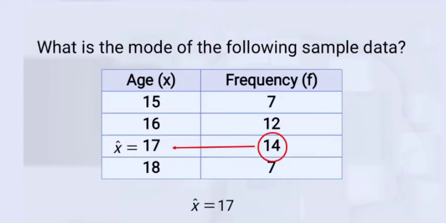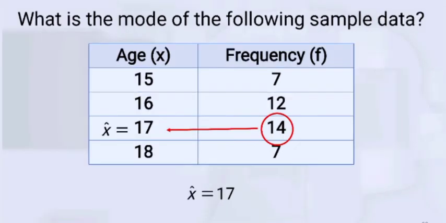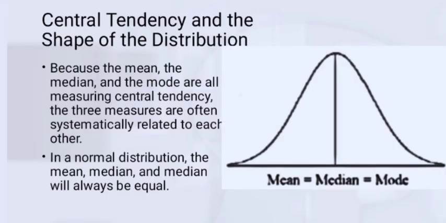In our next example, what is the mode of the following sample data? Here we have the table for age and frequency. So in finding the mode given the frequency, we are just going to spot the age with the largest frequency. And since in our frequency, 14 is the largest number, meaning 17 occurred most frequently in our sample data. So 17 is our mode. Because the mean, the median, and the mode are all measuring central tendency, the three measures are often systematically related to each other. So in a normal distribution, the mean, median, and mode will always be equal.